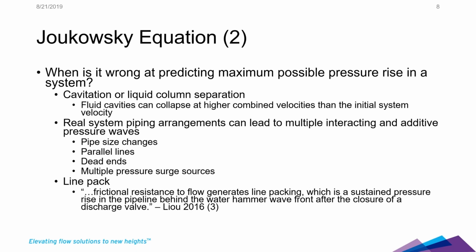And then it's also wrong for real system piping arrangements that can lead to multiple interacting and additive pressure waves. That happens with pipe size changes. When you have a pipe size change, you have partial reflections. Some of the wave goes upstream, some goes downstream. It's going to reflect off other things, and then when they meet again, you can have a higher spike. If you have parallel lines, the pressure wave is going to split through those parallel lines and disrupt this smooth square waveform that the Joukowsky equation or an instant valve closure is associated with.